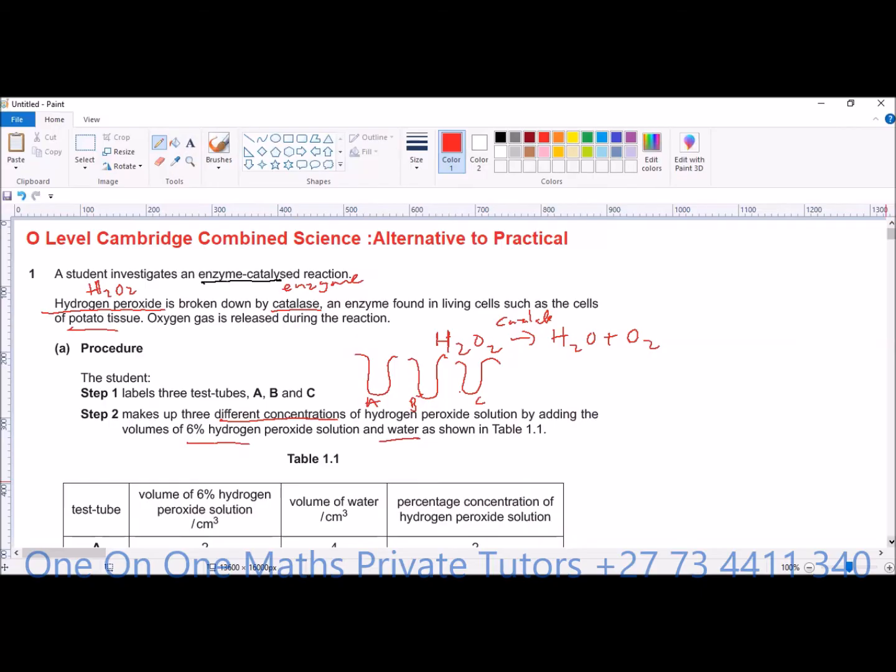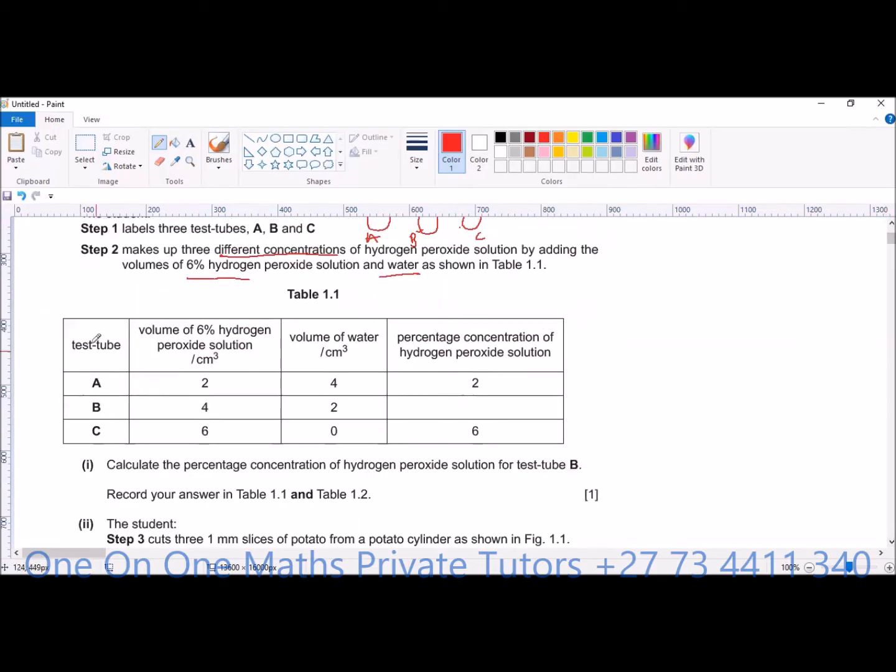Let's see what is happening in this table. Test tube A, we are putting 2 cubic centimeters of 6% hydrogen peroxide and diluting it with water of volume 4. So the percentage concentration now is 2. So it's coming from 6 to 2 because we are adding water into the hydrogen peroxide solution.